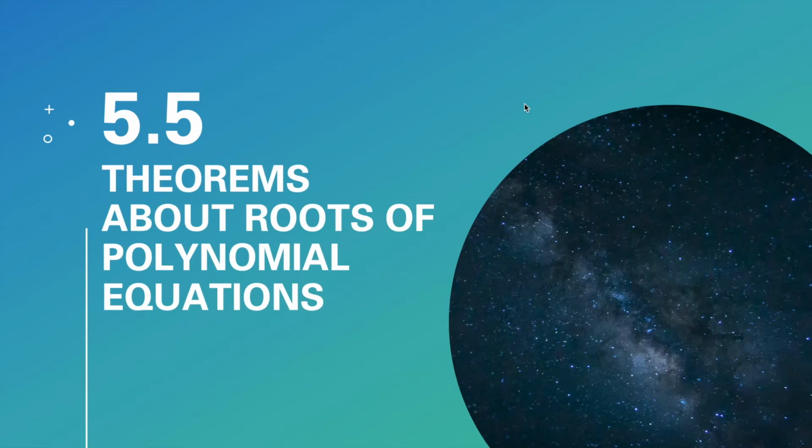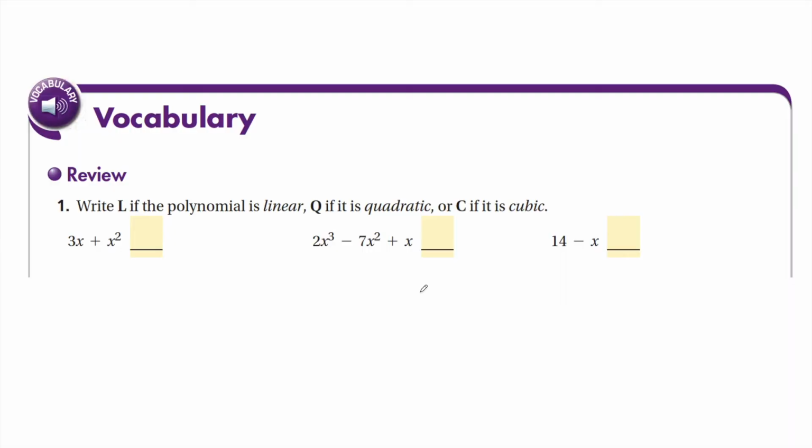Today we're going to be talking about 5.5, theorems about roots of a polynomial equation. Let's begin. Let's start off with a little vocab and review. Write L if the polynomial is linear, Q if it's quadratic, and C if it's cubic.